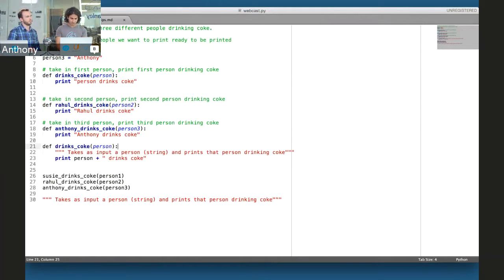Do you want to change that so that we can actually print the person's name as well? Oh yes, that's what I was just about to do. Oh, cool. Oops.